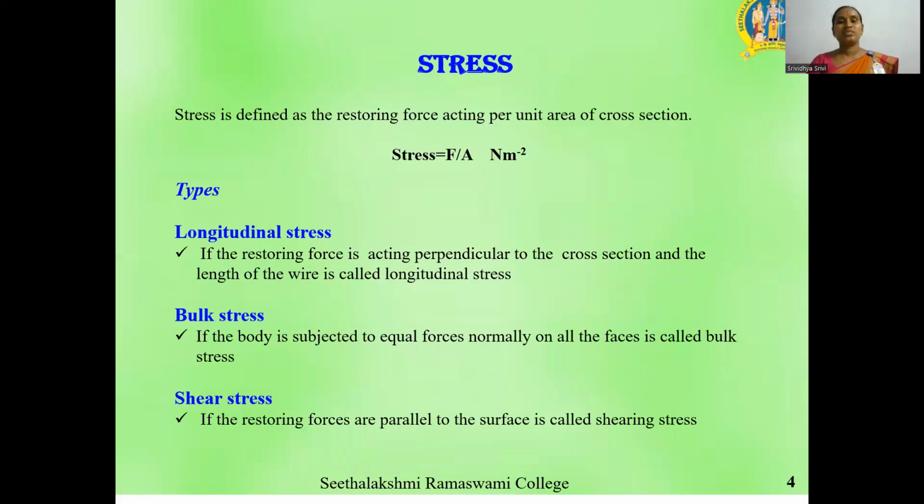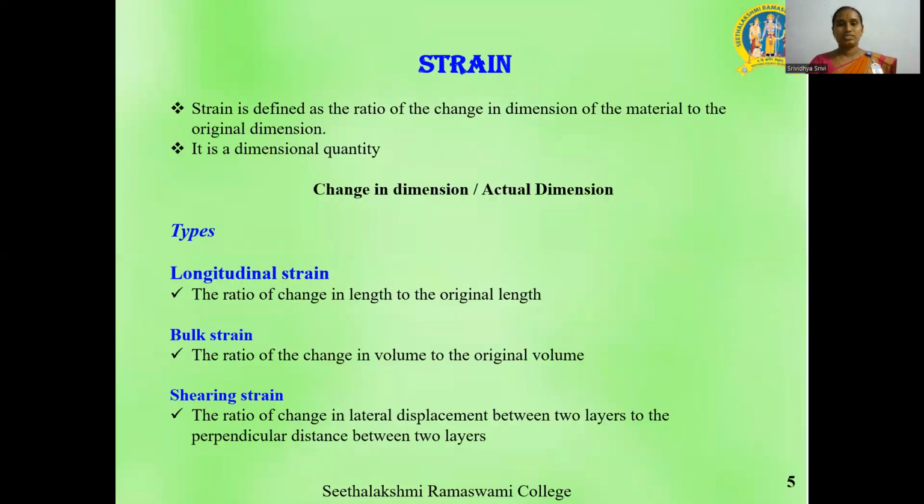Stress. Stress is defined as the restoring force acting per unit area of cross section. That is, stress equals F by A, Newton per meter square. There are three different types of stress: longitudinal stress, bulk stress, and shear stress. If the restoring force is acting perpendicular to the cross section of the wire, it is called longitudinal stress. If the body is subjected to equal forces normally on all the faces, it is called bulk stress. If the restoring forces are parallel to the surface, it is called shearing stress.